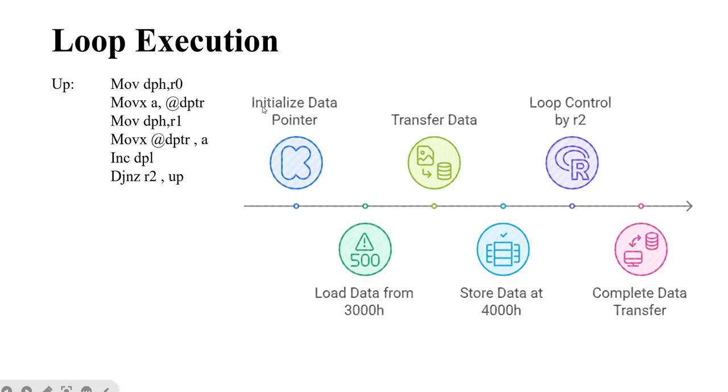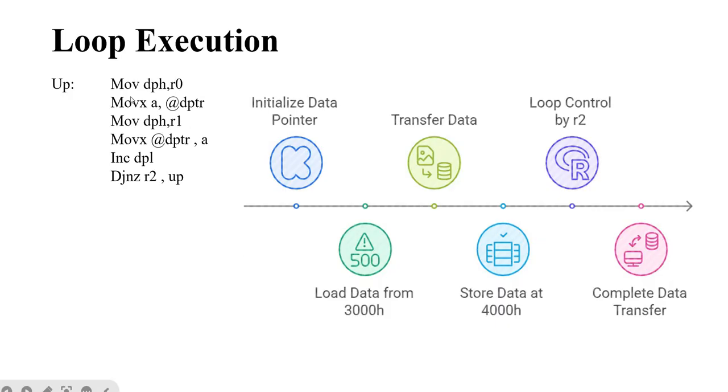Okay, first step is initializing the data pointer. For that, we are moving the value in R0 to the higher byte of the data pointer. Once this is done, we will load the data from 3000H, where the data pointer is initialized. So now we have to read the data from this location, that is 3000H.